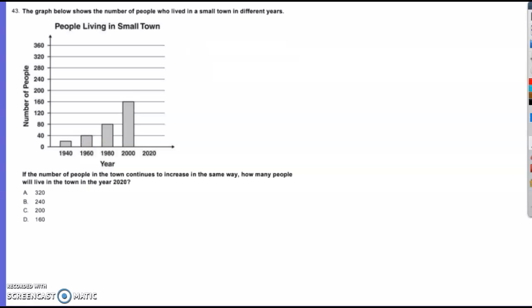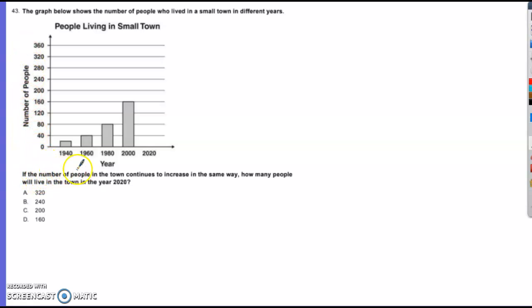So let's get started. This one says, the graph below shows the number of people who lived in a small town in different years. So the title is People Living in Small Town. Over to the side we have number of people, so this tells us how many people. And at the bottom it has years as well, so in 1940 there were this many people. In 1960 there were this many people. So those are the years, and this is how many people were there that year.